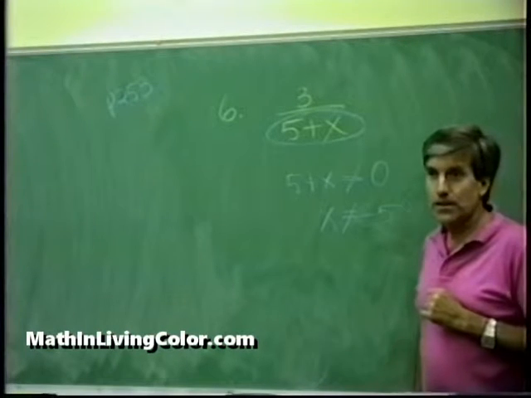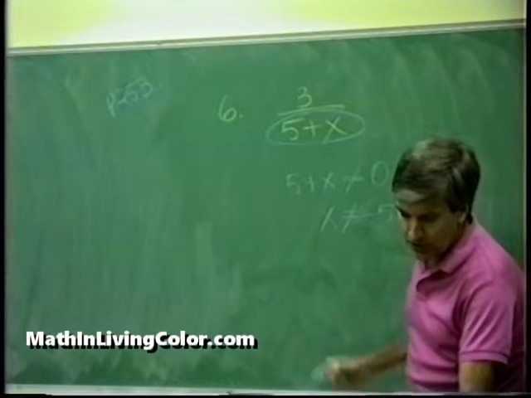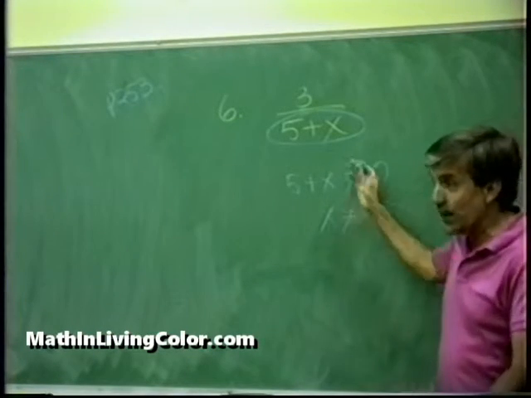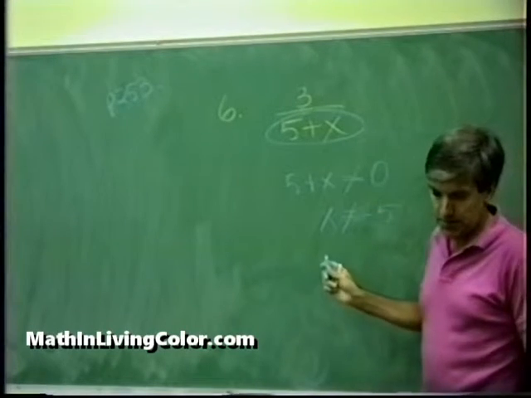Do you see that? So the question says, find the values of x for which the fraction is undefined. What values of x would make this fraction undefined? X equals negative 5. All right? Try number 8.